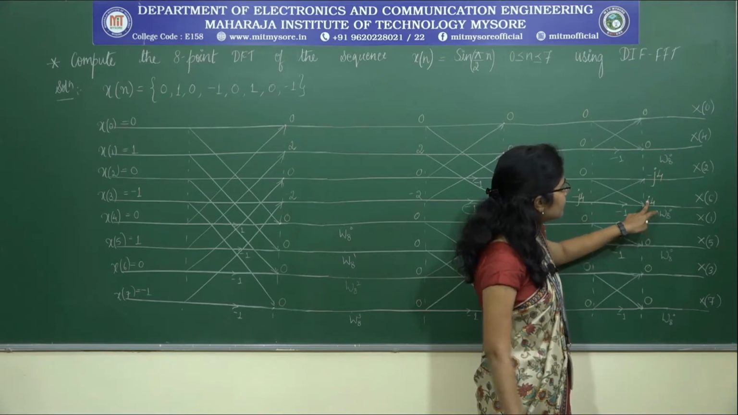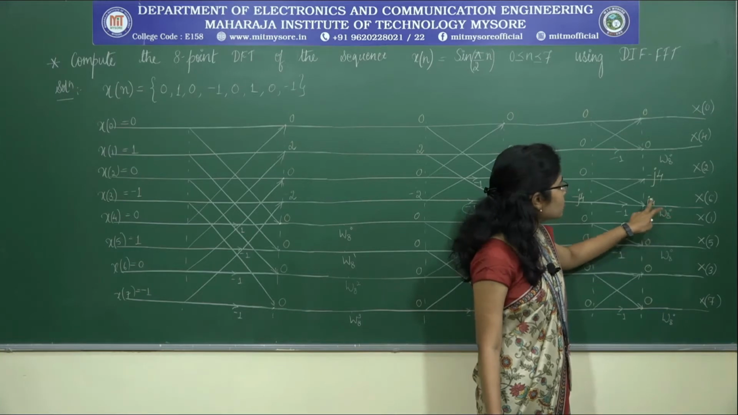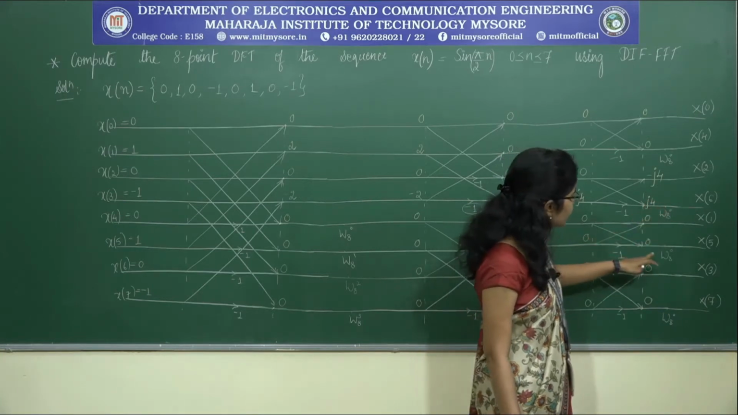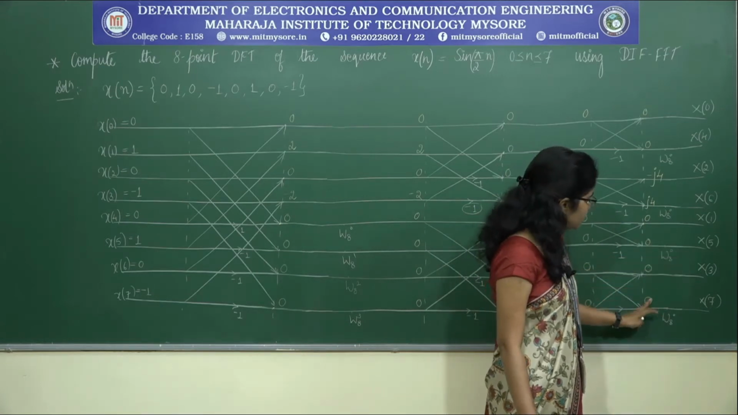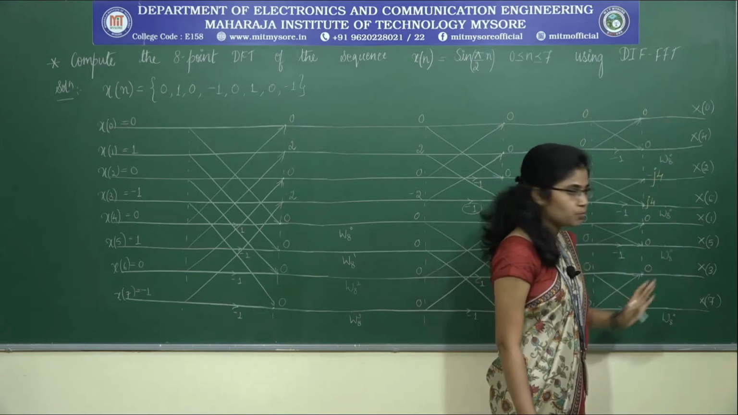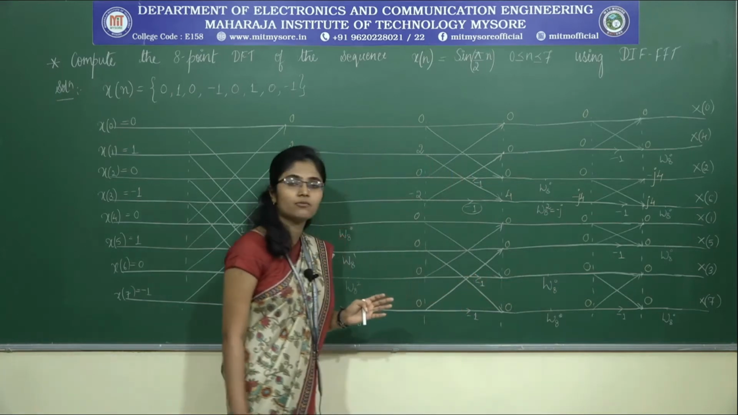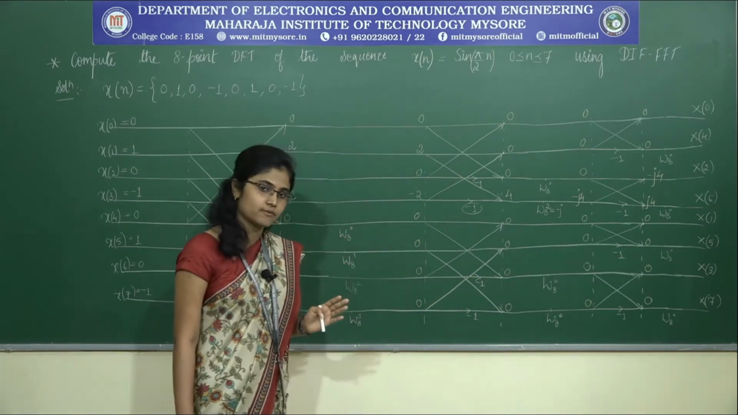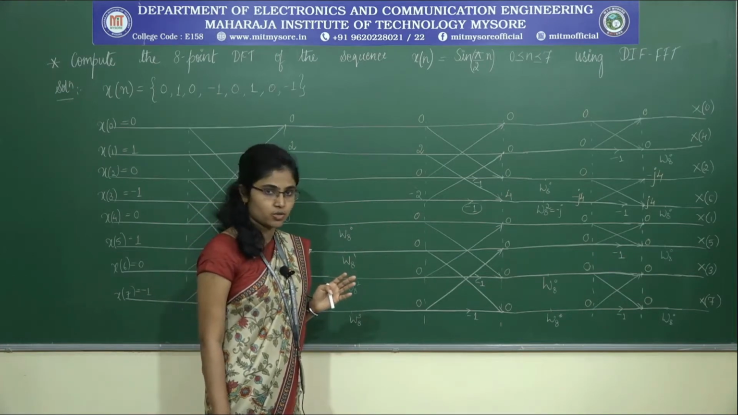Similarly, multiplying j4 with omega 8 power 0, which is equal to 1. So multiplying j4 with 1 gives us j4 only. Similarly, 0 multiplied with 1 gives us 0. 0 multiplied with 1 gives us 0. So we are ready with the output sequence, that is x of 0, x of 1, x of 2, x of 3, x of 4, x of 5, x of 6 and x of 7. So let us tabulate that and let us see what is the sequence of x of k.